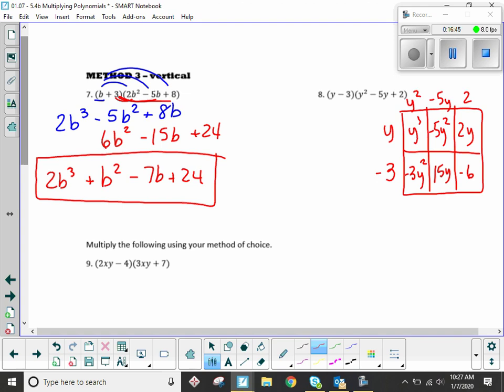And then you just look for like terms. Generally, when you do box method, if there are like terms, they're on diagonals. Like, see here's the y squareds are on diagonal to each other, and then the y's are. So you want to combine those. The y cubed doesn't combine with anything, so it's just by itself here. And then negative 8y squared, 17y, and then the negative 6.